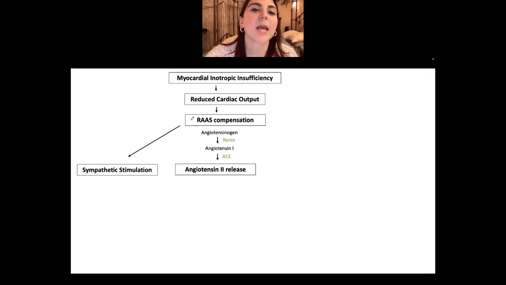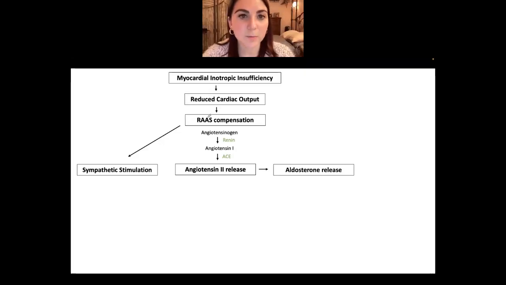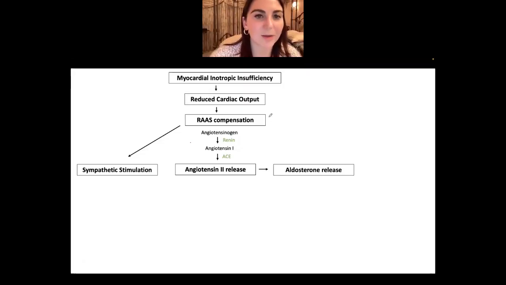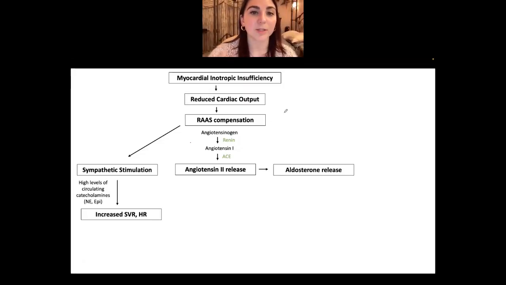Angiotensin 2 gets released. The other thing that happens when you activate the RAAS system is you get sympathetic stimulation, and angiotensin 2 is also going to release aldosterone. So here's renin, angiotensin, aldosterone. That's the RAAS system that gets activated when cardiac output goes down. Okay, so this is everything we talked about on the side before with shock, but now just seeing it.